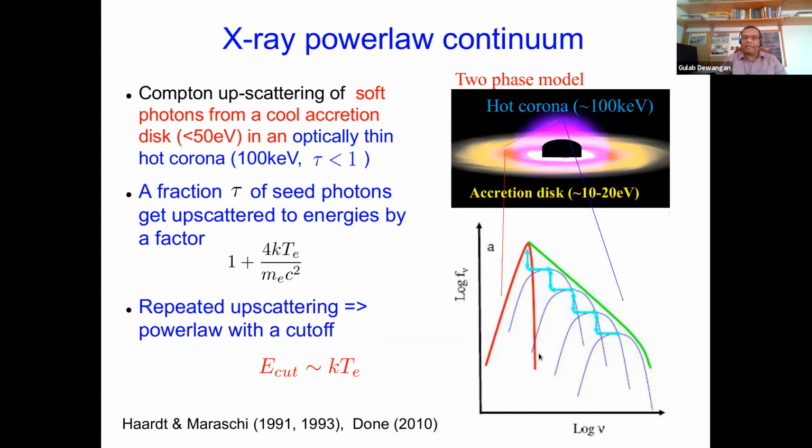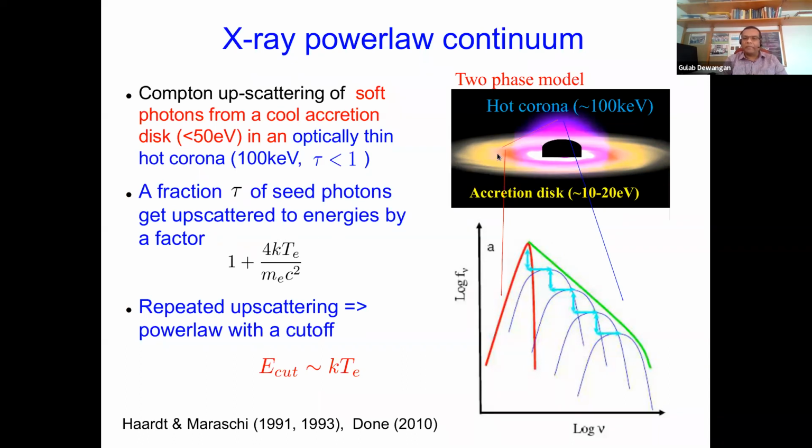And there is a hot phase, which we call hot corona, and it is optically thin. The temperature of this hot corona is about a few hundred kilo electron volt. So what happens is that the disk is emitting optical ultraviolet photons, and these photons interact with the hot or energetic electrons in the hot corona, and they get inversely Compton scattered. They go through repeated inverse Compton scattering, and in that process, that generates this X-ray power law kind of emission.